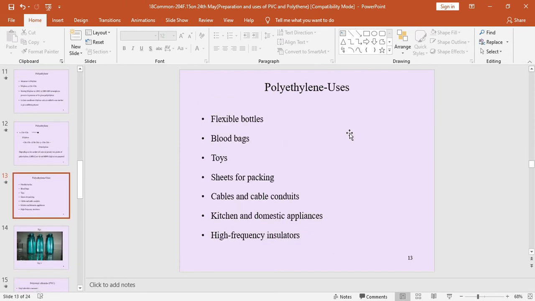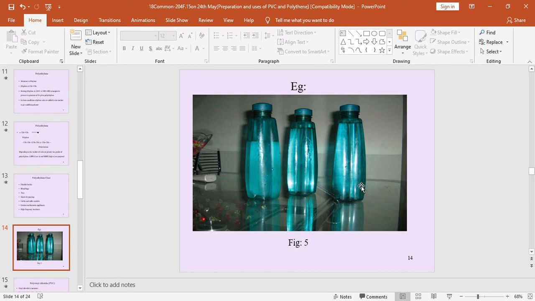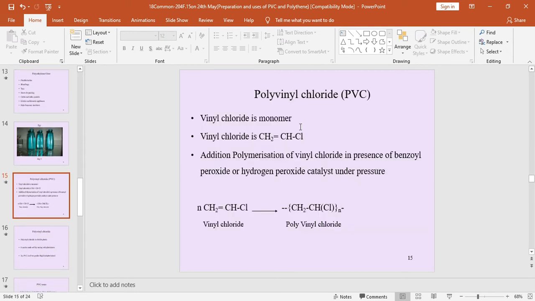So the uses are flexible bottles preparation, blood bags, ties, seeds for packing, cable and cable insulators, kitchen and domestic appliances, high frequency insulators. For example, see here in the image, water bottles.